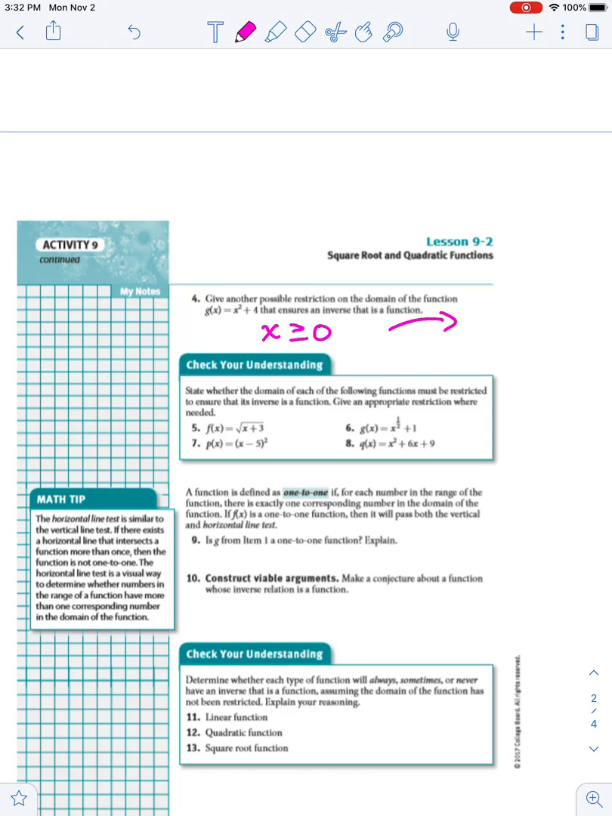All right, so in this check your understanding box, it's kind of good for us to do here just so you understand where and when we have to actually restrict the domain. It says state whether the domain of each of the following functions must be restricted to ensure the inverse is a function. So we think about who the inverse is. If we have a square root function, remember the inverse is a quadratic. So we do not need to restrict a domain for a quadratic.